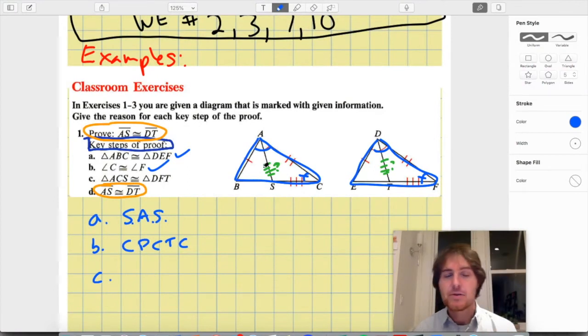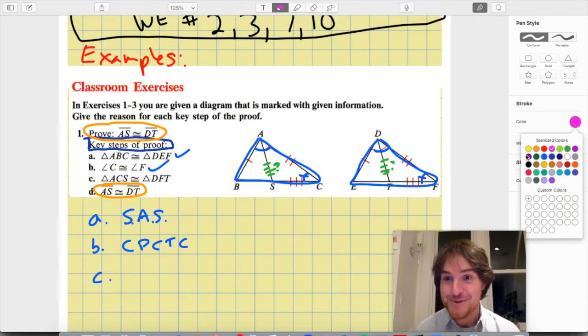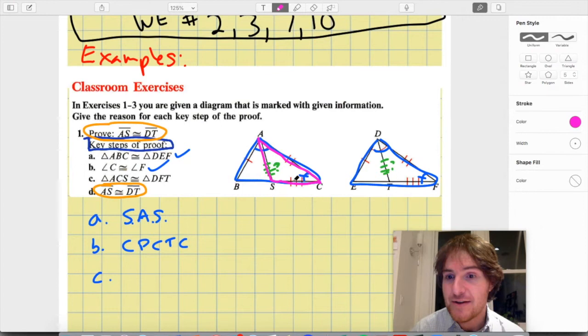Step C. Triangle ACS is congruent to triangle DFT. Let's see here. So we proved one pair of triangles congruent. That's going to help us prove a second pair of triangles. We needed to get that angle congruent to that angle through CPCTC because now we want to get these angles right here. Angle ACS, this right here, is congruent to this right here. Well, nice, they gave us that, which is one side of that triangle. It's congruent to that, which is one side of that triangle.